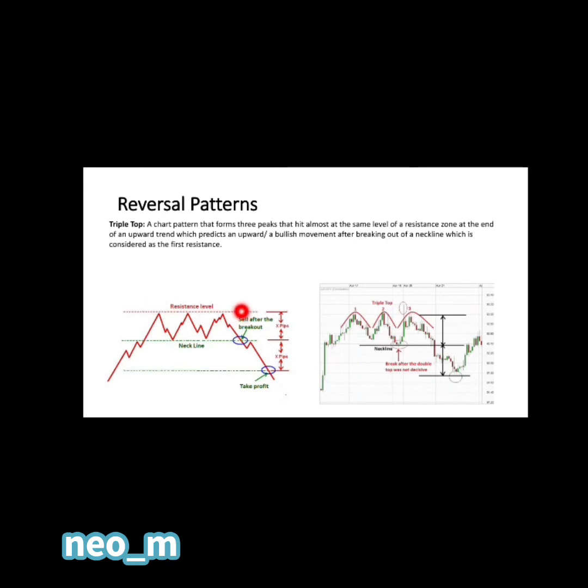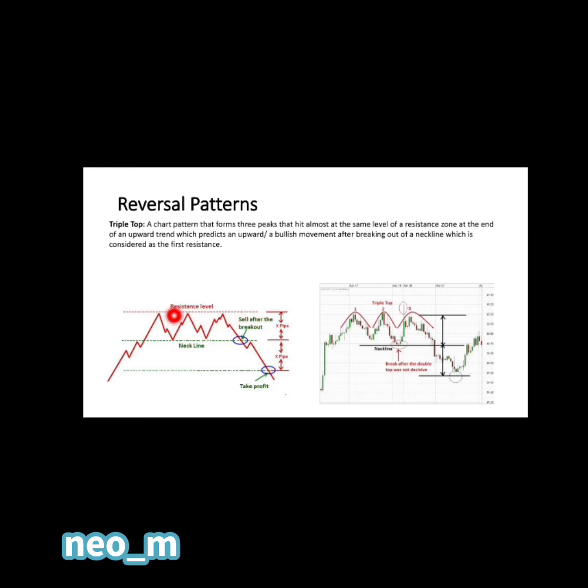Now we're jumping off to something similar to a head and shoulder. This is similar to a head and shoulder, guys, but it's not the same as a head and shoulder. This is called a triple top. A triple top is a chart pattern that forms three peaks that hit almost at the same level of a resistance zone at the end of an upward trend, which predicts an upward or a bullish movement after breaking out of a neckline, which is considered as the first resistance.